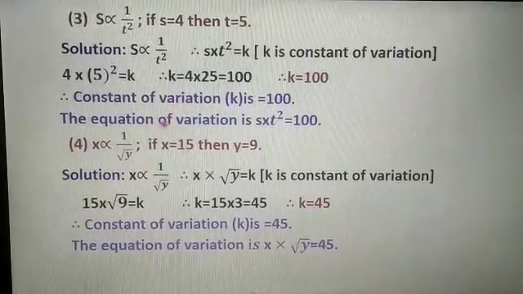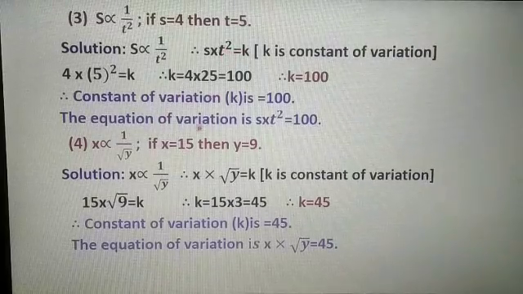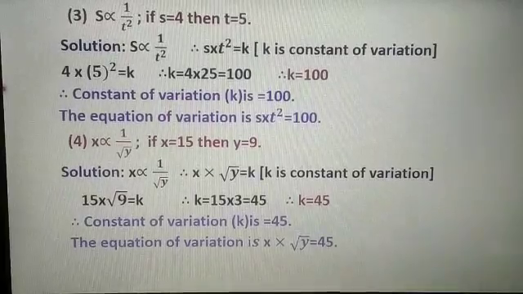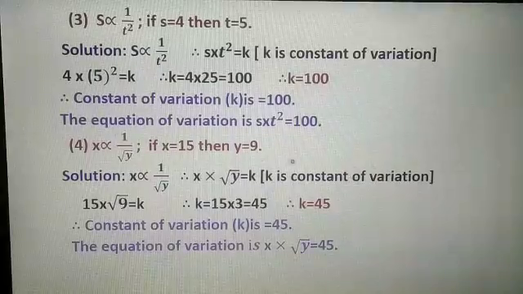And the equation of variation is, where is the equation of variation? S into T square is equal to K. So S into T square is equal to 100. Okay. Now the next example is the fourth example.